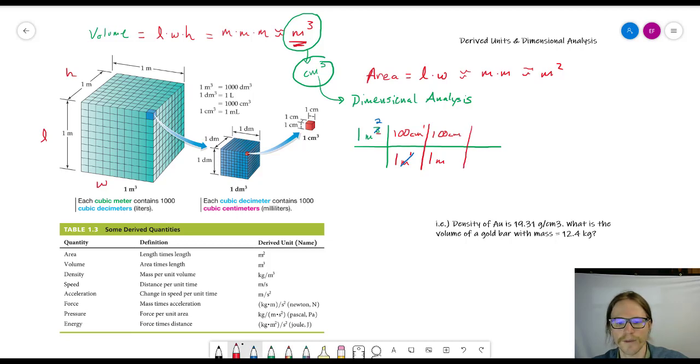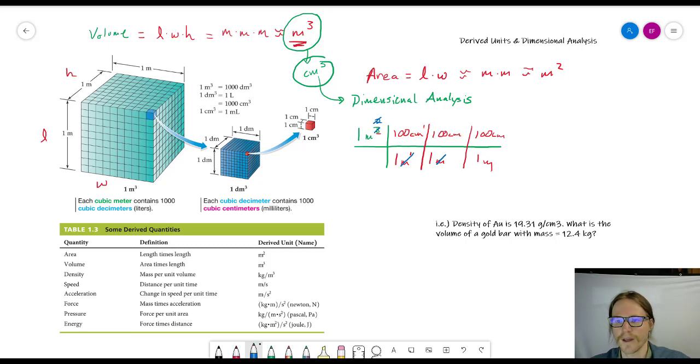Okay, same thing. This meter is going to cancel one of these. Now I'm going to be left with just meters, so I'm not quite to centimeters yet. I need to run this one last time, which makes sense. I had 3 meters, so I need to do this conversion 3 times. So 100 centimeters per 1 meter again.